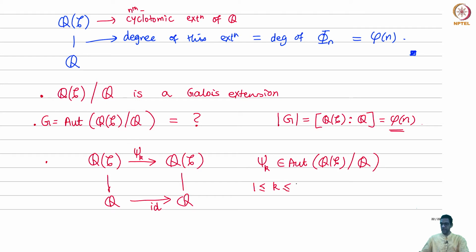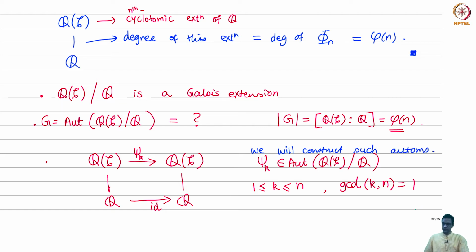I'm going to construct such automorphisms, one for each element. What is k here? k runs from 1 to n, with the GCD of k and n equal to 1. For each such k, I'm going to construct such automorphisms.